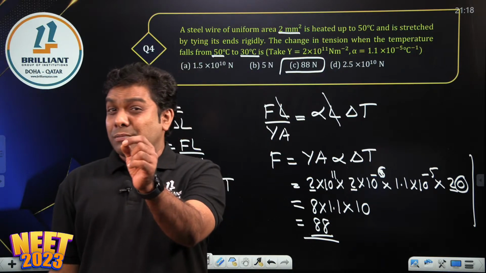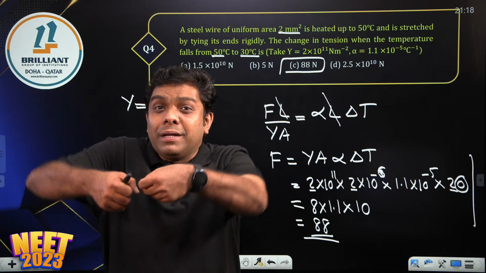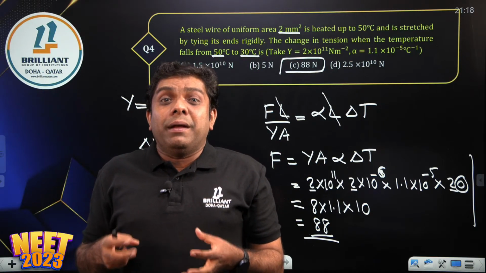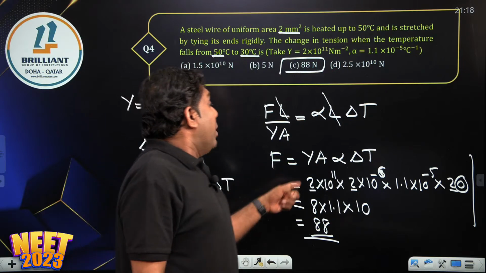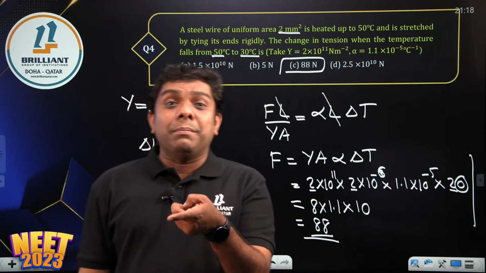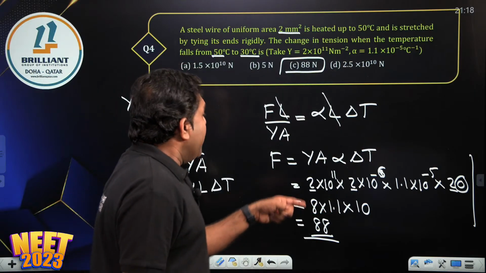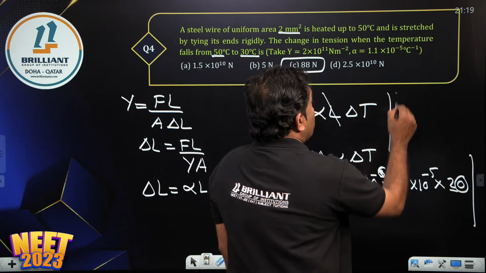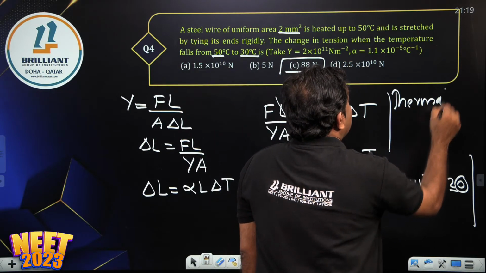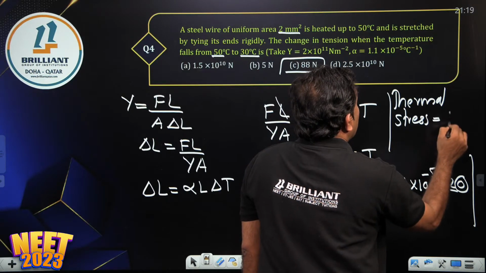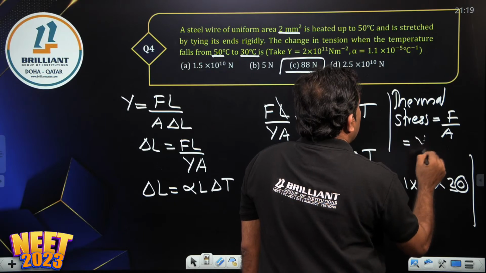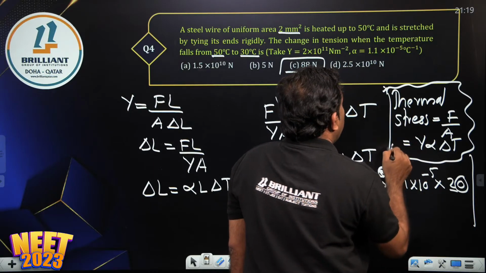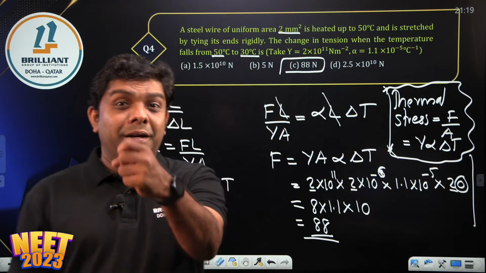So I'm repeating once more. Please see, when a rod is heated and it is not allowed to expand, the thermal force set up in it is YA alpha delta T, or the thermal stress, F by A, is equal to Y alpha delta T. An additional point we can note: thermal stress equals F by A, and that is equal to Y alpha delta T. This is also a very important relation for our upcoming NEET exam.